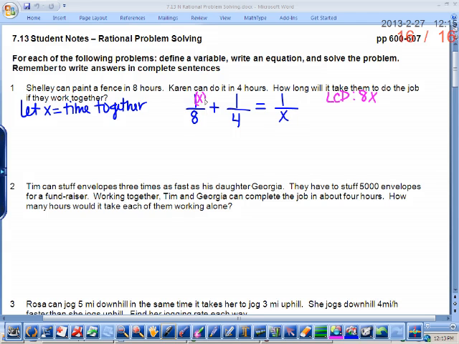All right, and what about our second fraction? 2. And our last fraction? All right, so we have x plus 2x equals 8. So 3x equals 8. x equals 8/3.